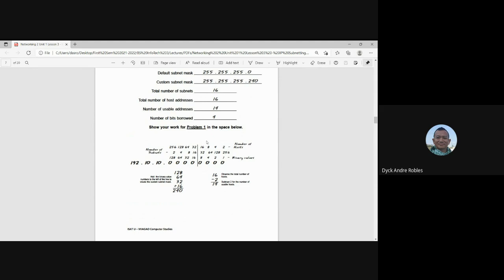So we jump to 16. Okay? 16 is the number of hosts. Between 16 and 32, it can solve our problem. Try to look at the number of subnets. Still, it can solve the required number of subnets, which is 14. So that is our demarcation line.